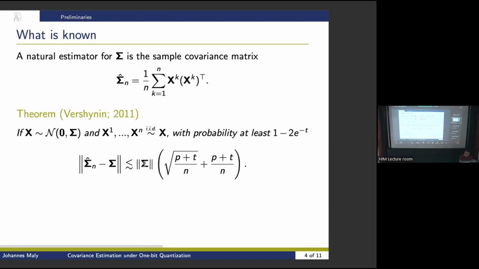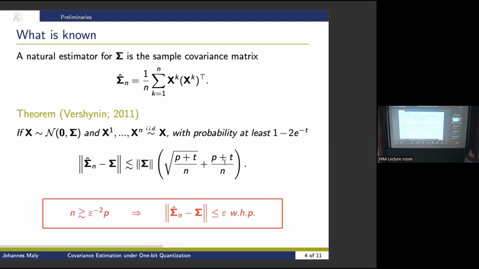It depends on the operator norm of sigma, and it has two tails, one sub-Gaussian and one sub-exponential, that determine how the number of samples influences the error I can expect. As you can easily see, the dominant term is the first one. So if I want to reach an approximation of epsilon with high probability, then I need something like epsilon to the -2 times p samples, where p is the ambient dimension. This is what we would expect. p is the degrees of freedom of the problem, so the number of samples should also scale like that.